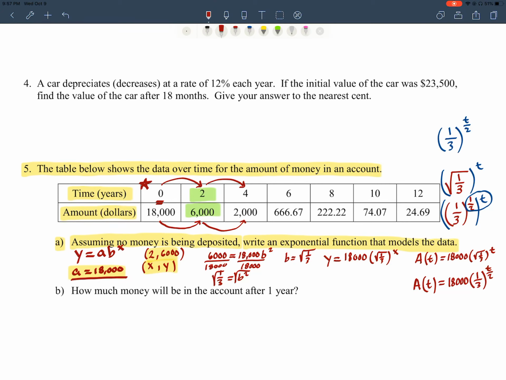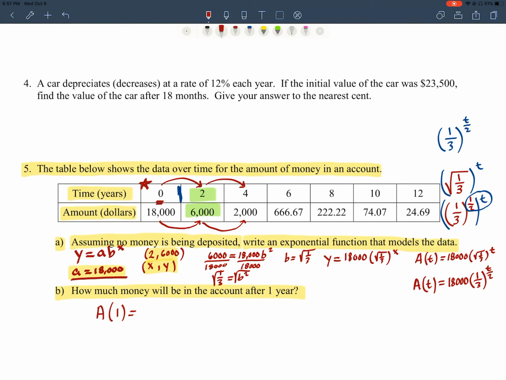So the second question in number 5 says, how much money will be in the account after 1 year? So this should help us since we can't look at the table and get that answer, right? Because 1 year isn't on there. We're going to plug in 1 for our t, because t is representing the number of years.